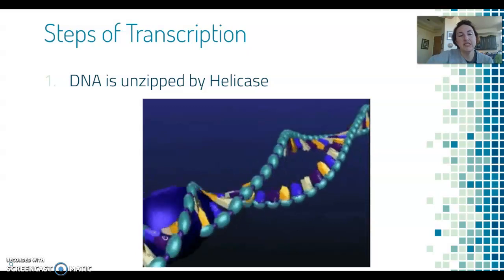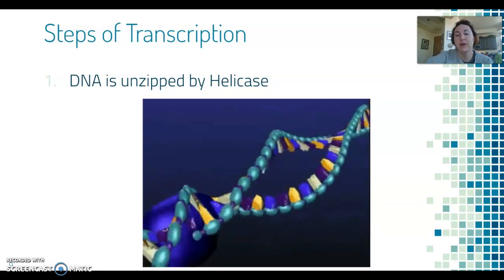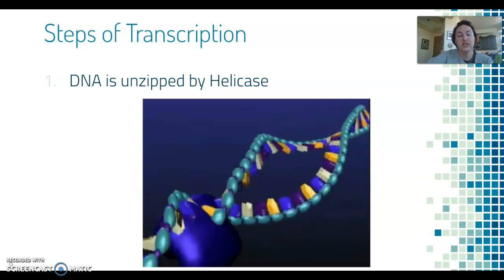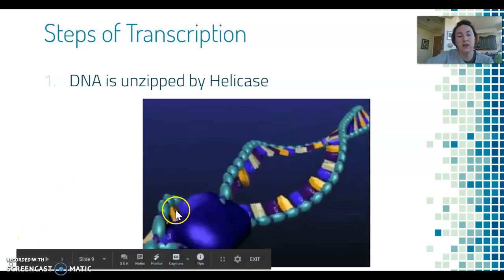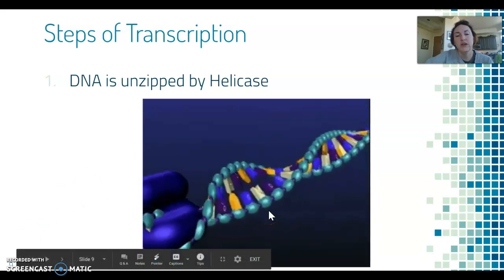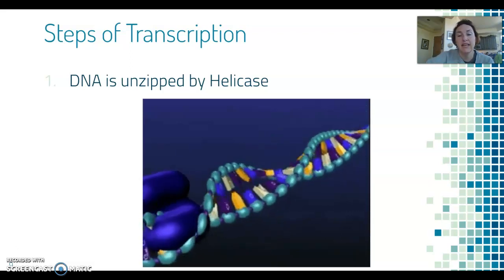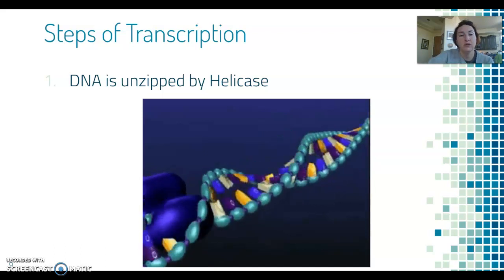So the first thing that happens during transcription is that DNA is unzipped by helicase, just like when we are replicating DNA. You can see in this diagram that the blue molecule right here is what's going to break those hydrogen bonds between the base pairs and separate or unzip that DNA molecule.